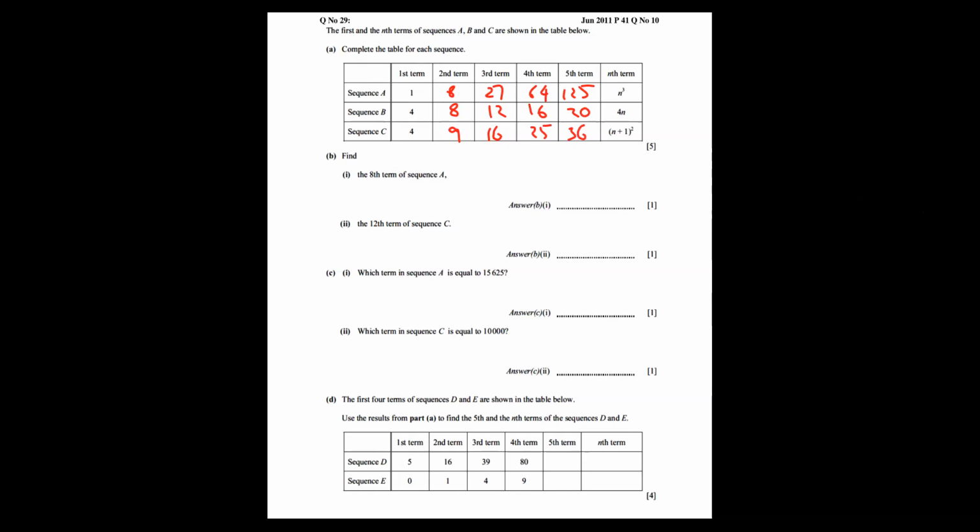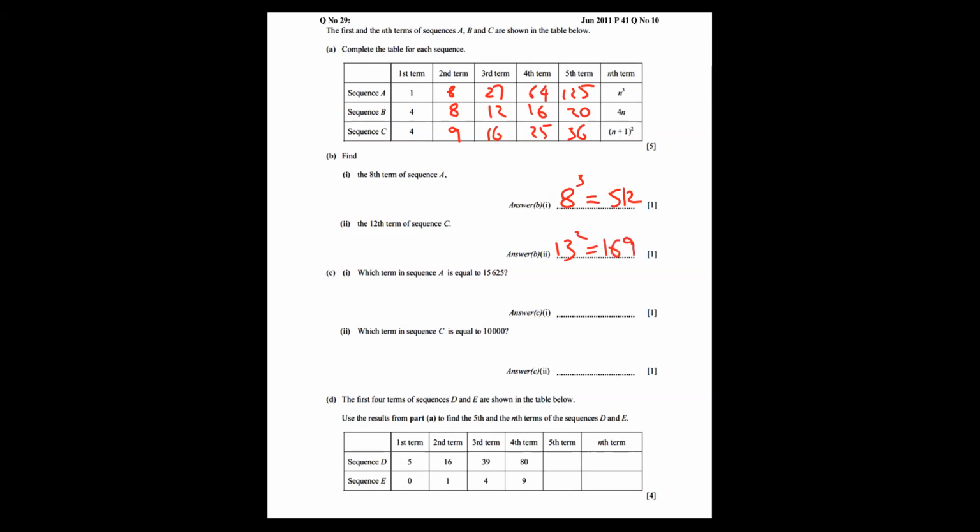Alhamdulillah. Let's talk about the next one, the eighth term of sequence A. So I'll plug in 8 here. It gives you the eighth term, so 8 to power 3. You can just write directly or show the examiner the working. And some students stop here. No, you will not stop here. You will give the final answer like this, 512. Then the 12th term of C, so we'll plug in 12 here. 12 plus 1 is 13, and 13 squared gives you 169.